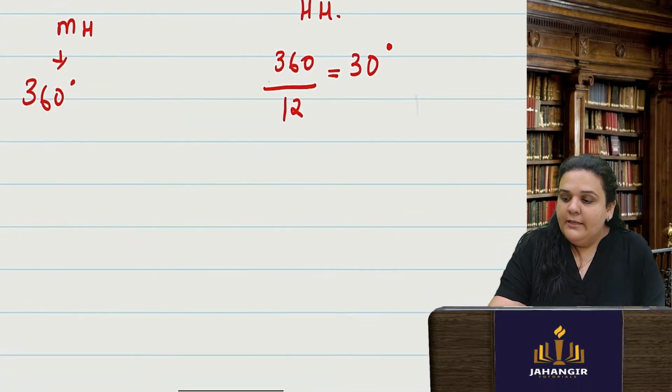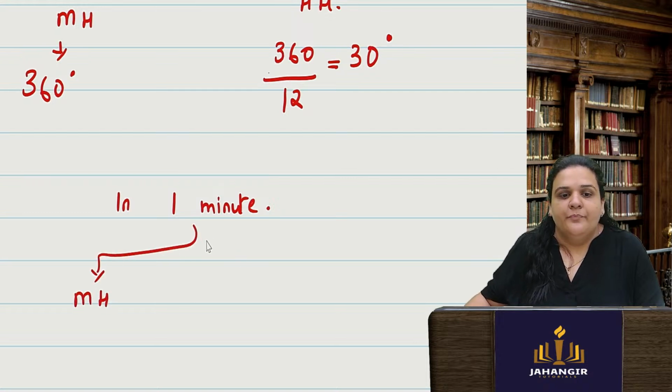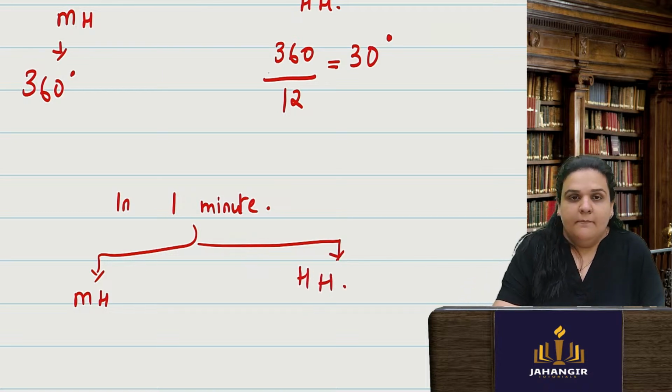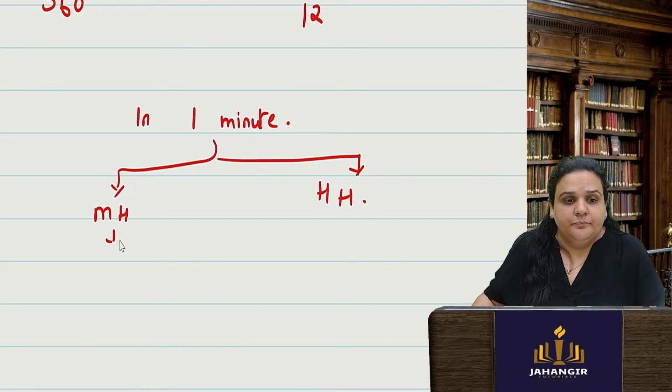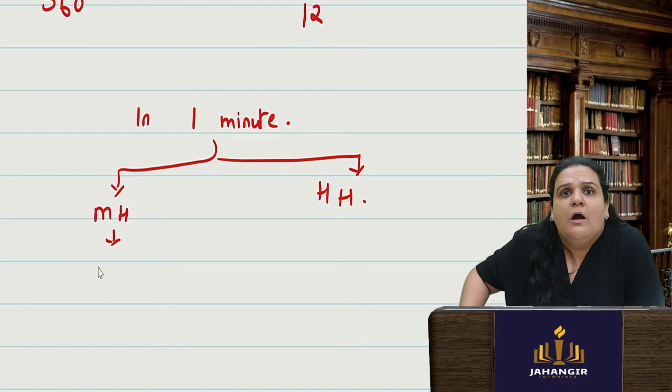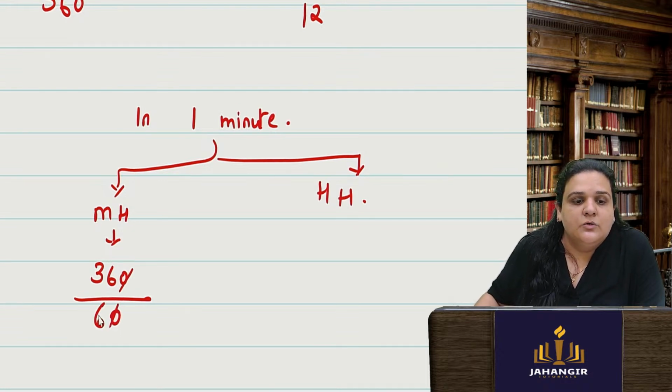Then in 1 minute, both the minute hand and the hour hand will move. In 1 minute, the minute hand will move how many degrees? The circumference has 360 degrees. How many minutes do we have? We have 60 minutes. So it is going to move only 6 degrees.